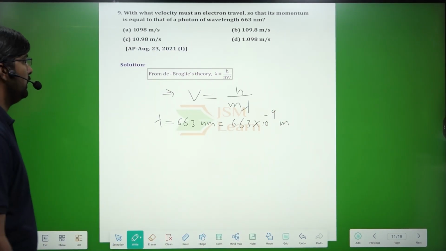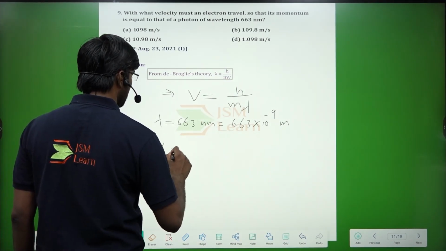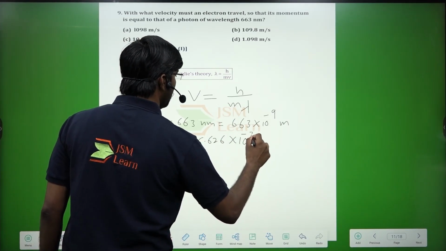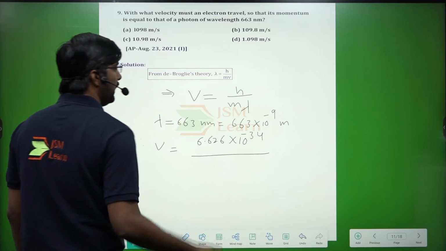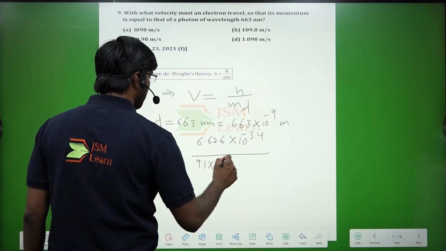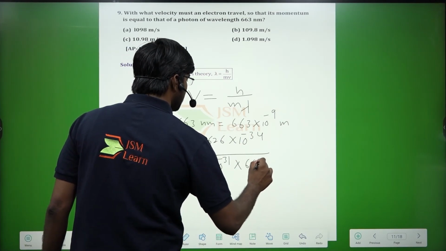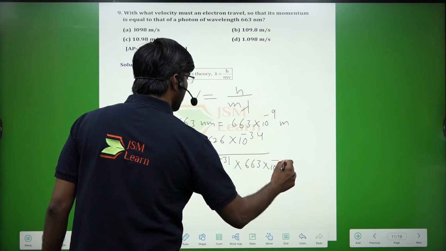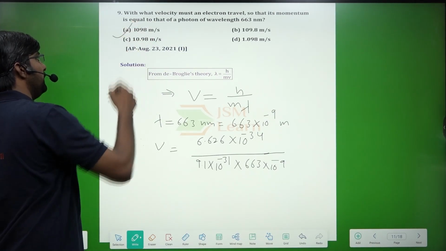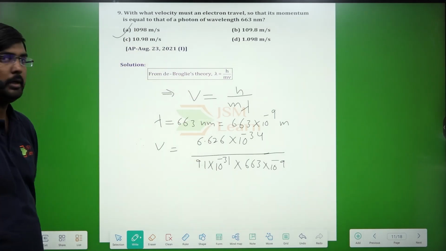Okay, so now if we substitute, h we know is 6.626 into 10 power minus 34 joule second, and the mass of the electron is how much? 9.1 into 10 power minus 31 kg, and wavelength is 663 into 10 power minus 9 meters. After simplification we get 1098 meters per second. The velocity of the electron is 1098 meters per second.